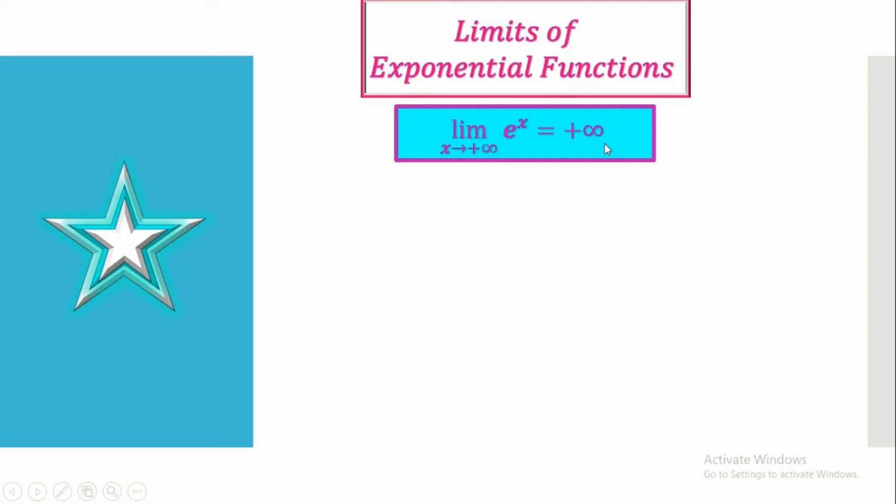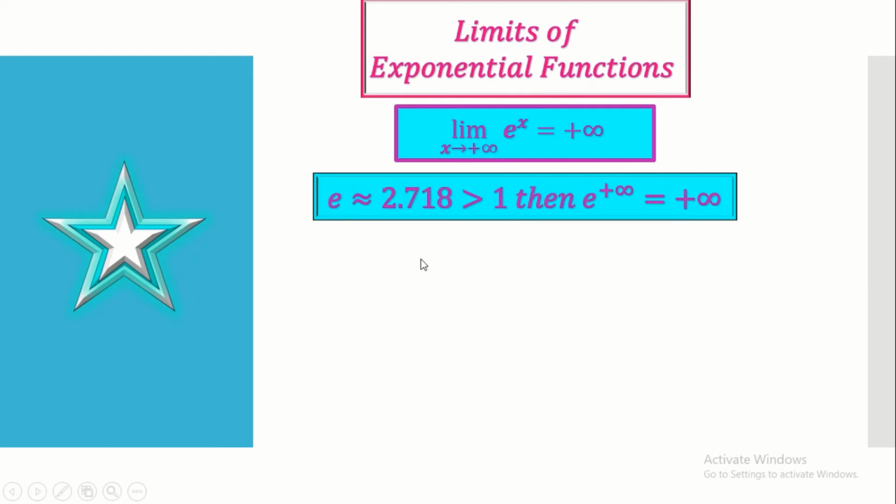It will be equal to plus infinity. If you know something, the Euler number is 2.718. It's greater than 1. Then when we talk about the power, if it's raised to the power plus infinity, it will give us an answer which will tend to plus infinity also. So the limit as x tends to plus infinity for exponential x is plus infinity.